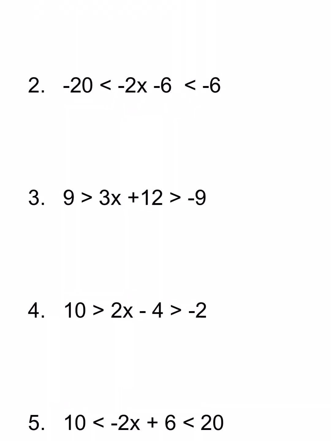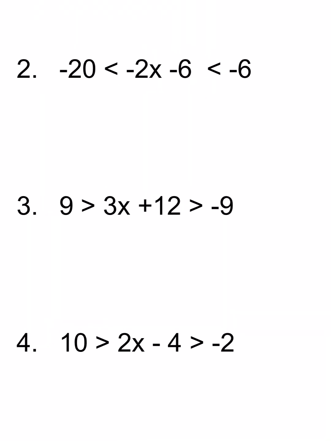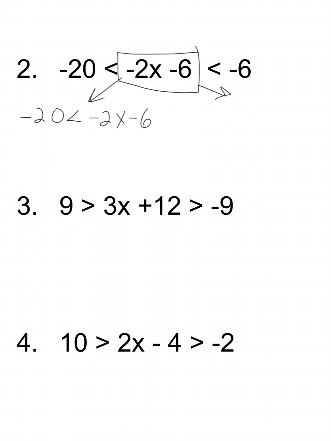This is a complex inequality, and the first step is to break it into two separate inequalities. The first thing to do is to bring this minus 2x minus 6 down and keep what's on the left just as it is. And then on the right, we'll do the same thing, but we'll keep what's on the right. So it'll be minus 2x minus 6 is less than minus 6.